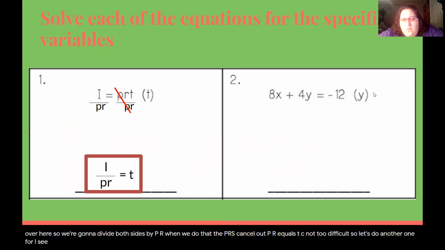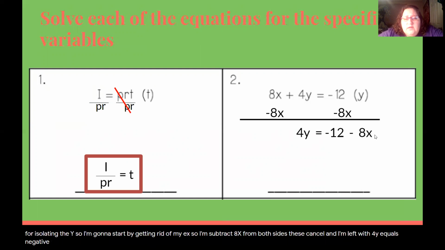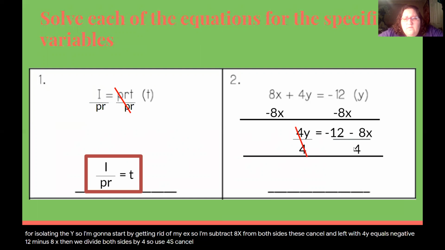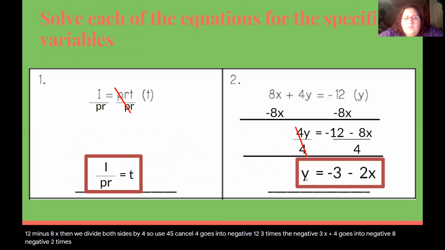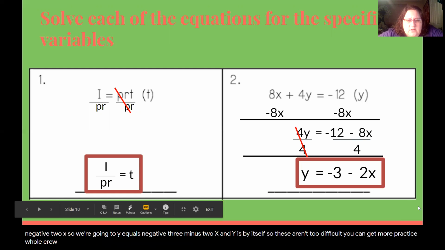We're isolating the y. So I'm going to start by getting rid of my x. So I'm going to subtract 8x from both sides. These cancel. I'm left with 4y equals negative 12 minus 8x. Then I'm going to divide both sides by 4. These 4's cancel. 4 goes into negative 12 negative 3 times, and 4 goes into negative 8 negative 2 times. So we're going to have y equals negative 3 minus 2x. And y is by itself. So these aren't too difficult, and you can get more with practice. We're going to be doing some IXL practice later on.